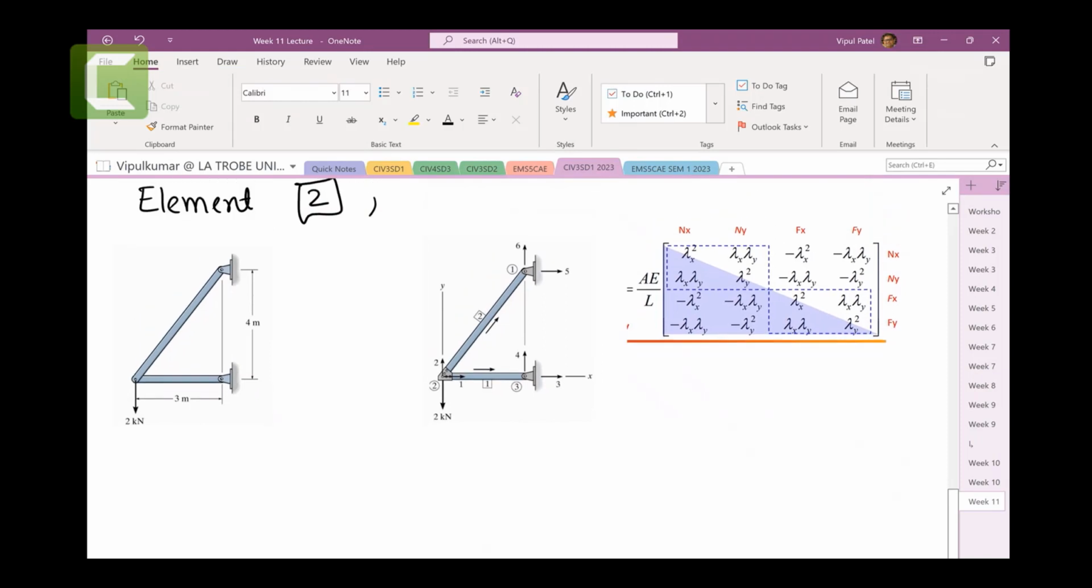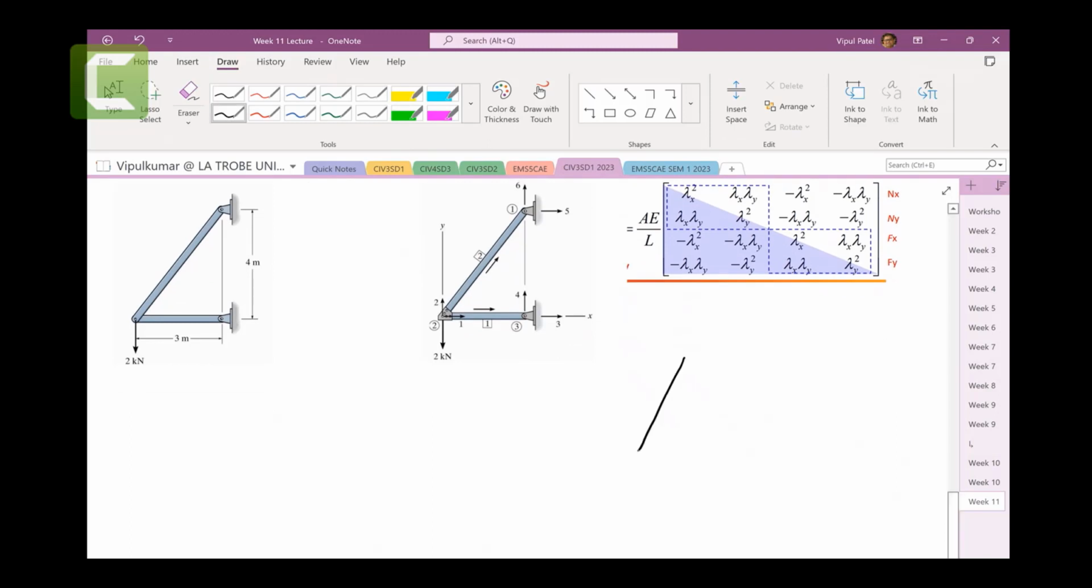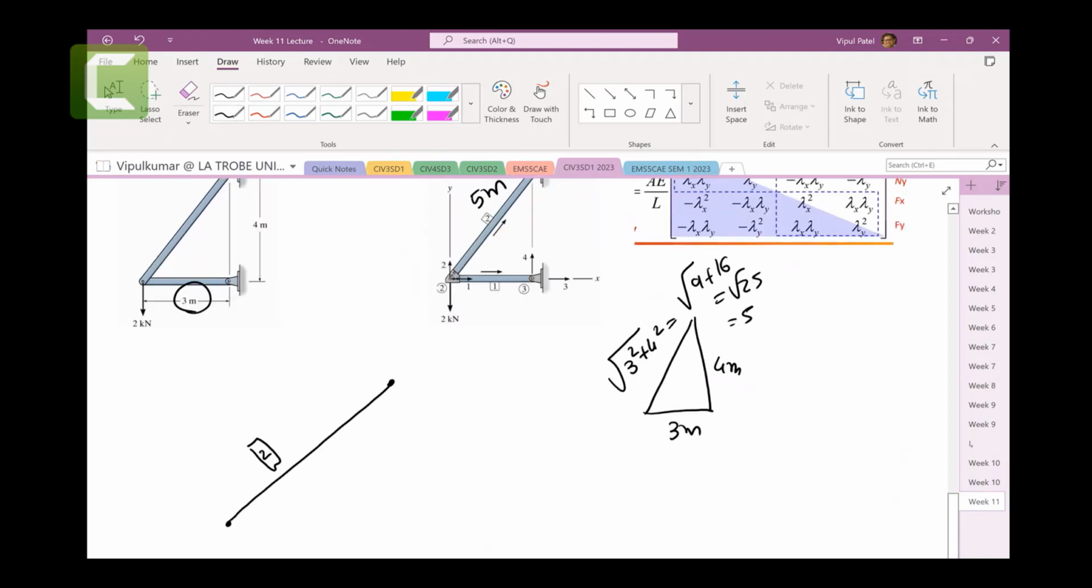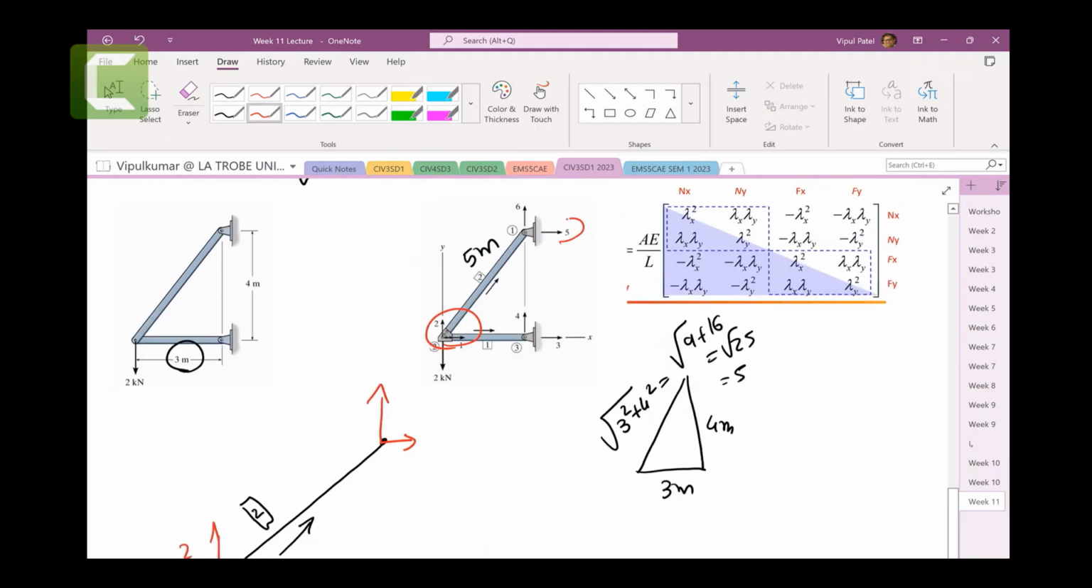What is the length of element number 2? We can calculate that. So over here, we have this triangle, which is 3 meters and 4 meters. So if I want to find that, 3 square plus 4 square, which is 9 plus 16, which is square root 25. So length would be 5 meters here. Let me draw it up. This is the element number 2. Location vector is here. Degree of freedoms, I'm just basically copying these ones. 1 and 2 and 5 and 6.